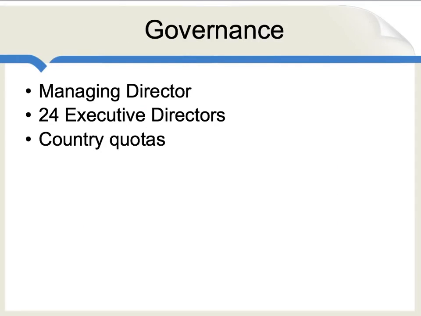You can think about the governance of the IMF at a few different levels. First, there is a managing director. By convention, that individual is typically chosen from a European Union nation. Second, there are 24 executive directors who serve a board-like role, but the most fundamental source of governance has to do with the individual country quotas.